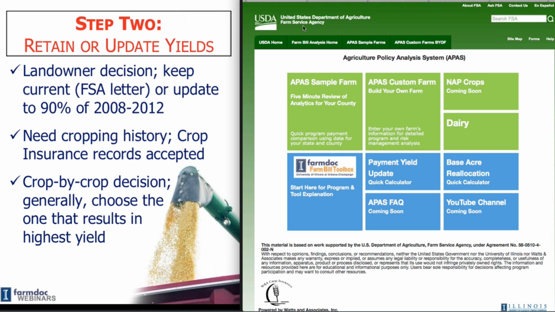The way this will work as far as with FSA is a form will be turned in with the 2008 through 2012 yields. No documentation will be needed at that point in time. The individual will sign that document, self-certifying the yields. If that yield record is then audited, documentation will be needed to be provided for those yields.